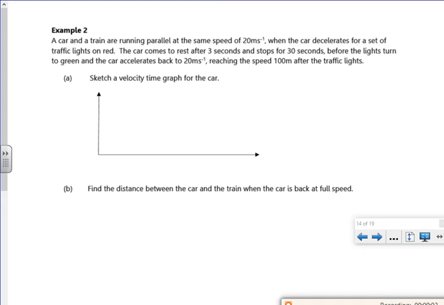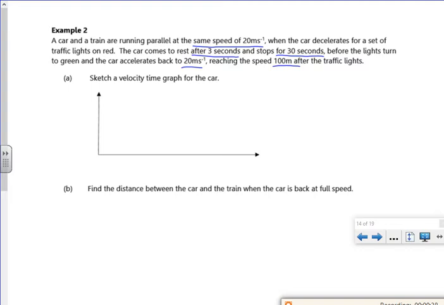Hi everyone, so this is the second example, the second video for the last lesson within the second kinematics pack. A car and a train are running parallel at the same speed of 20 metres per second. The car decelerates for a set of lights which are on red. The car comes to rest after 3 seconds, stops for 30 seconds, and accelerates back up to 20 metres per second, reaching it after 100 metres.